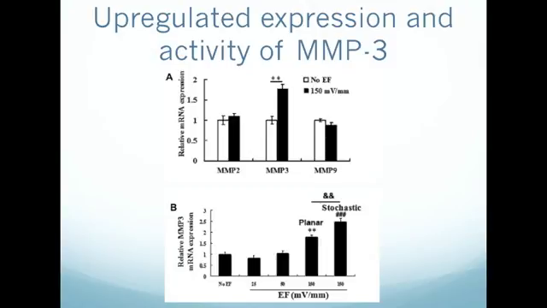Alright, so today I'll be talking about the upregulated expression and activity of MMP3. It was observed in the study that in the presence of an electric field of sufficient strength, there was a marked increase in MMP3 mRNA production in contrast to the two controls, which were MMP2 and MMP9. In the following figure, you can see that MMP3 mRNA expression in the presence of an electric field was disproportionately higher in cells grown on a stochastic surface.